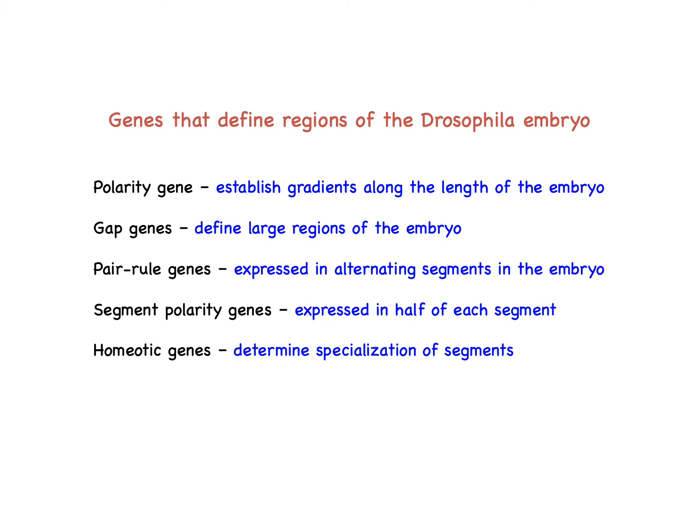Once those are established, then another group of genes, the segment polarity genes, are expressed in half of each segment, and so are defining even smaller regions. And this is where actually the engrailed gene is expressed. Originally, it's a segment polarity gene, but it's also needed later on in development in the fly as well as in humans and other mammals.